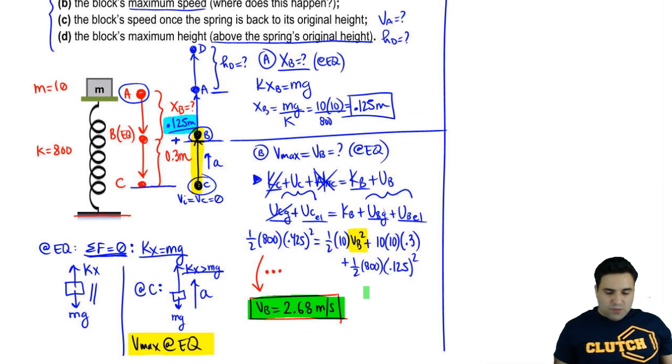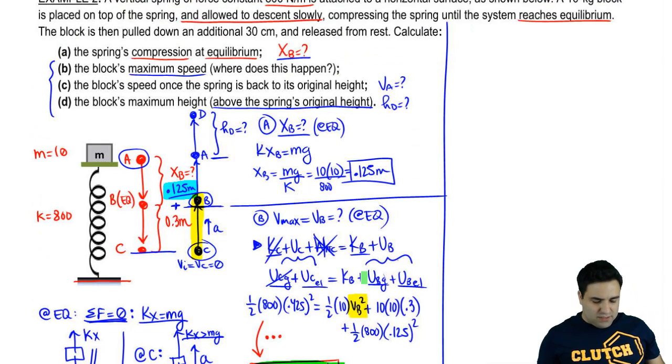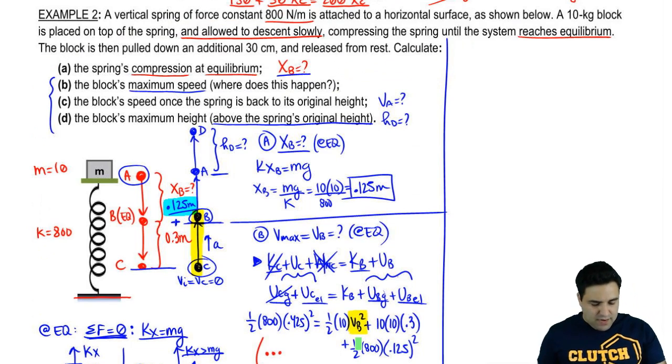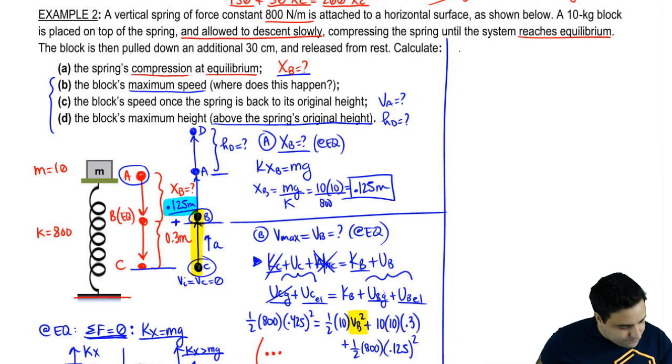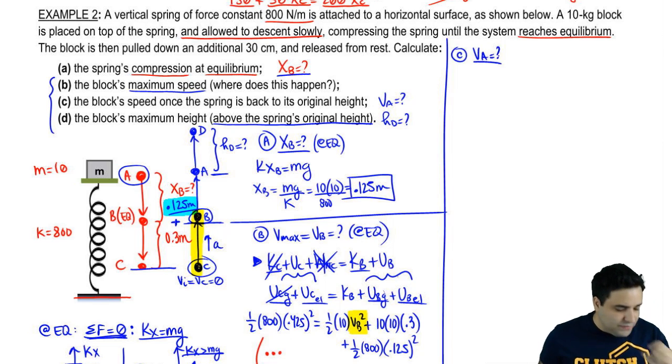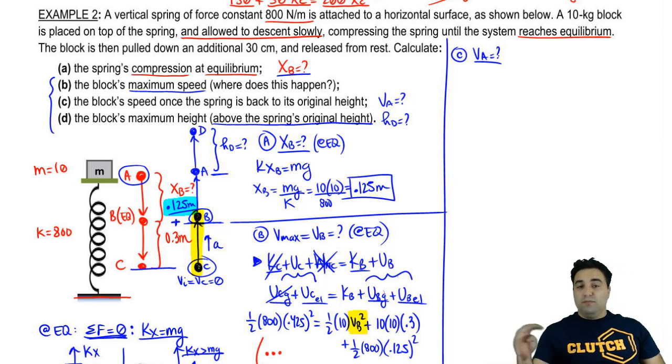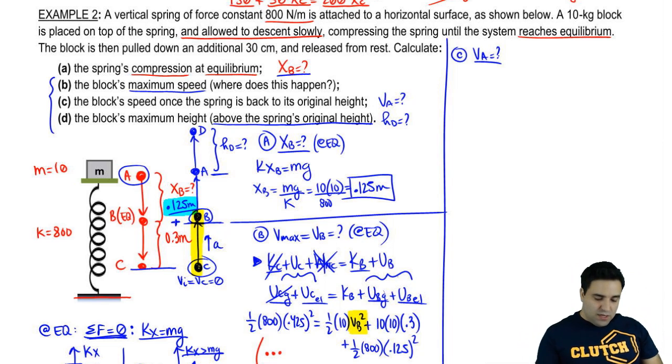All right, so let's go to part C. Part C is to find the velocity when you're back to your original height. Your original height is right here. So we want to know what is the velocity at A. So for part C, we want to know what is the velocity at point A. Again, moving block and spring, so we're going to use energy.